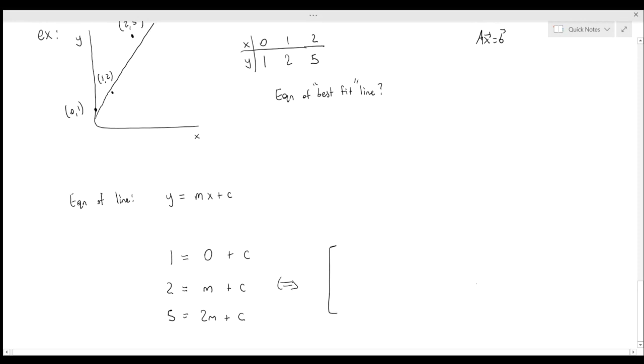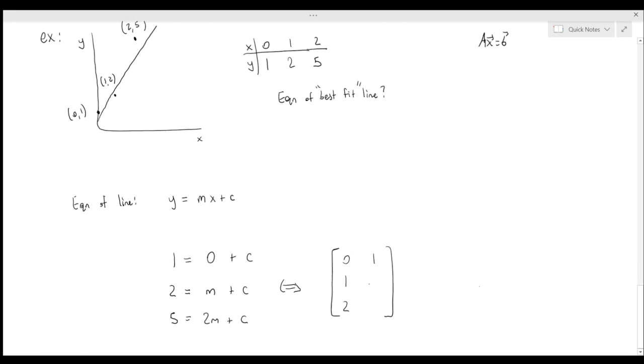Okay. Now, however, if your system of equations does not have a solution, so that would be the case when your points do not lie on a straight line, so that you would not be able to solve for a slope and an intercept that would fit through all three of them. In such a case, that's going to leave us a system of equations with no solution.